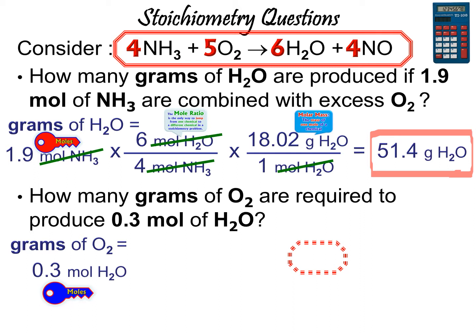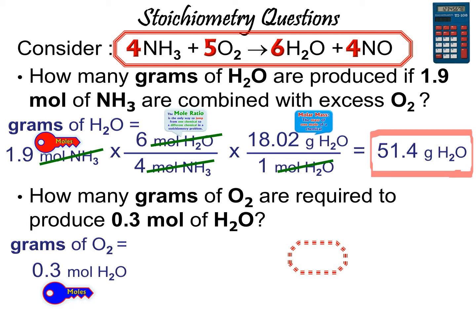We want to jump to which chemical? Which is the one that's going to be in my answer for this question? It's the oxygen. So I'm going to have moles over moles as my mole ratio to jump between them, the only way to jump. And which chemical goes on the bottom? The water goes on the bottom. So what's the number that comes from the balanced equation? What's the coefficient for water in the balanced equation? 6 goes on the bottom.